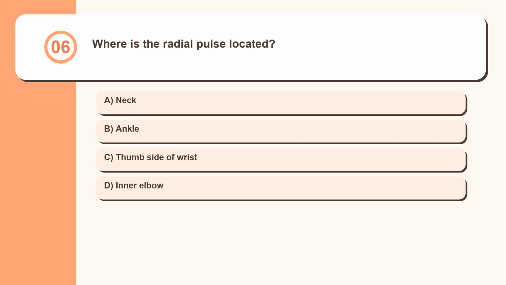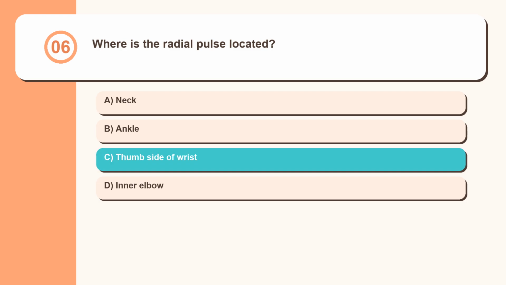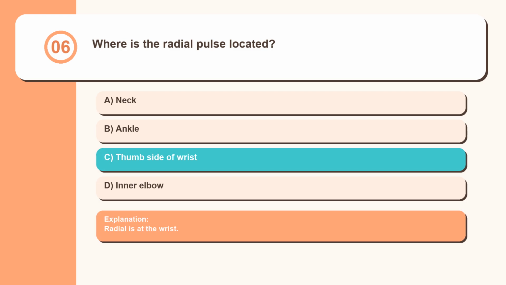Question 6. Where is the radial pulse located? Neck, ankle, thumb side of wrist, inner elbow. Radial is at the wrist.